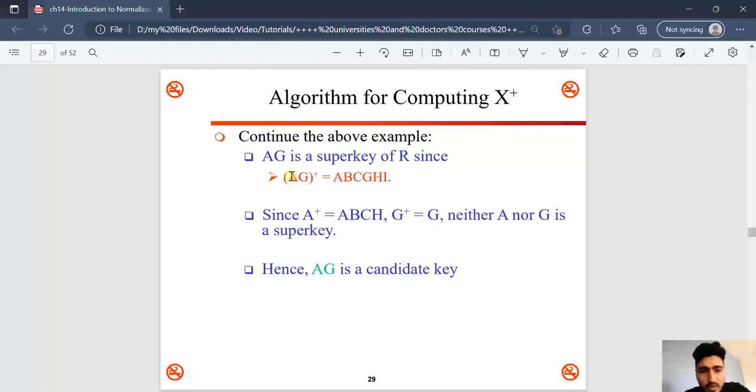So because AG is a super key, and each component of this super key, when calculating its closure, gives us only a limited number of attributes, then AG becomes a candidate key. This is the way to prove a candidate key.